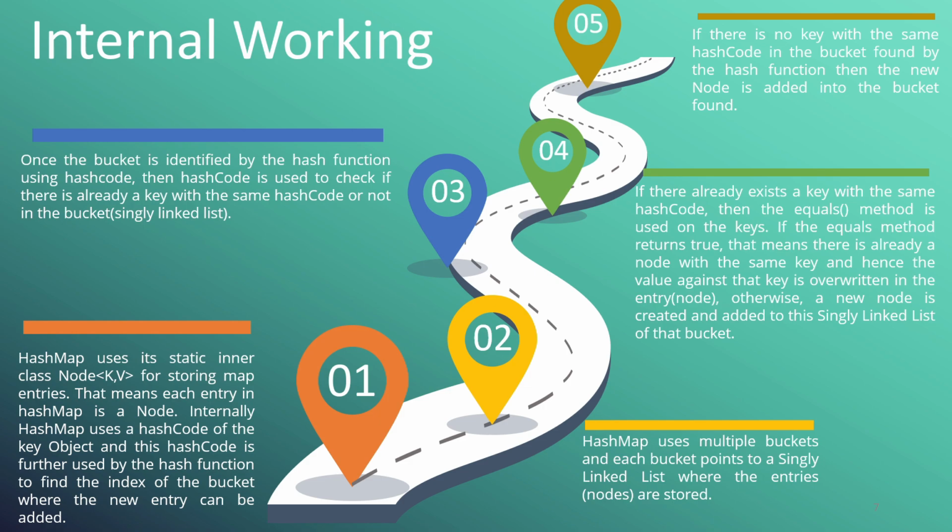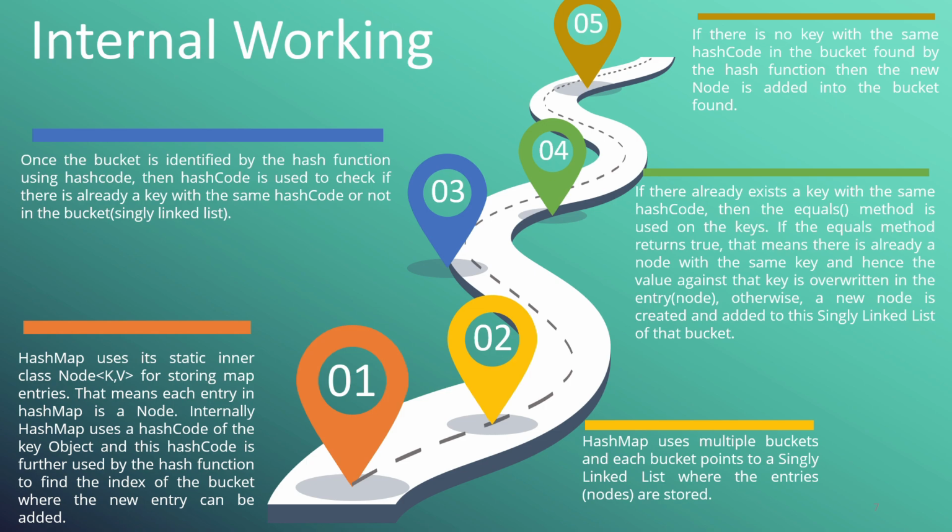Internally, as soon as you do a map.put, it calculates the hash code of the key object that you are trying to put into the hash map. This hash code is then used by the hash function to find the index of the bucket onto which this new entry has to be added. So as soon as you do a hashMap.put, it will use the hashCode method to calculate the hash code of that particular key that you're trying to put into the hash map.